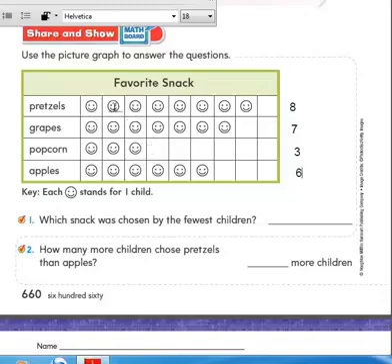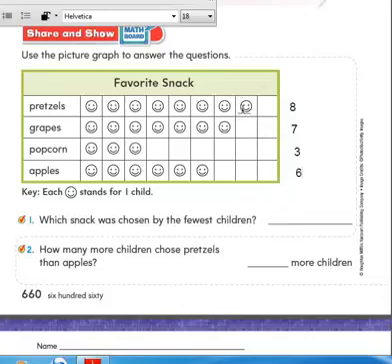And we use the picture here to represent the number. Okay, number 1. Which snack was chosen by the fewest children? So you have to look at the picture graph. You have to look at each number.